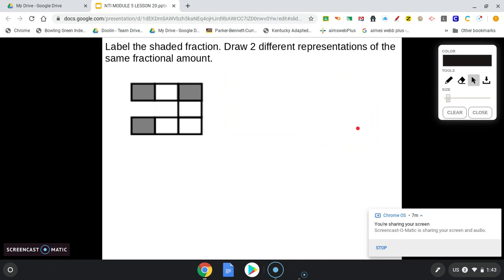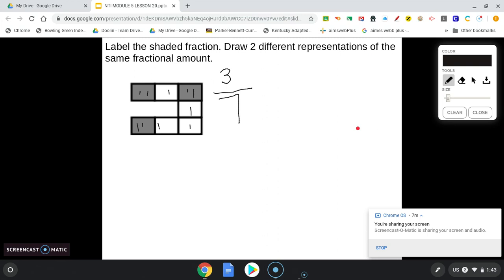All right, look at my picture. I want you to write on your paper the fraction that is shaded. So how many parts are shaded in? 1, 2, 3. 3 parts are shaded in. How many parts are there total? 1, 2, 3, 4, 5, 6, 7. So 3/7 of this model is shaded in.